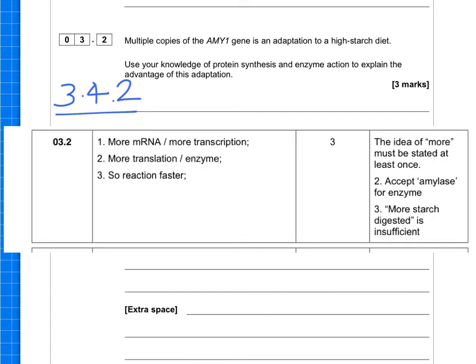So all it's looking for, it gives you a massive amount of space here, but if you just look at the answer, it just wants you to say about the fact that there'll be more mRNA, which means more transcription. You could just say more mRNA, therefore more translation, and the enzymes, you can mention amylase if you wanted to for the enzyme. So the enzymes are present, so the reaction is faster.